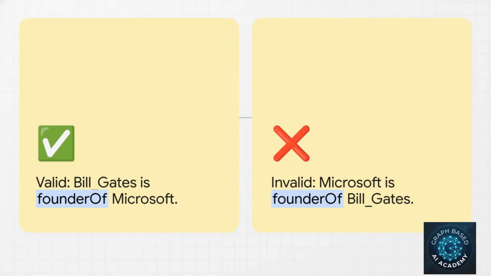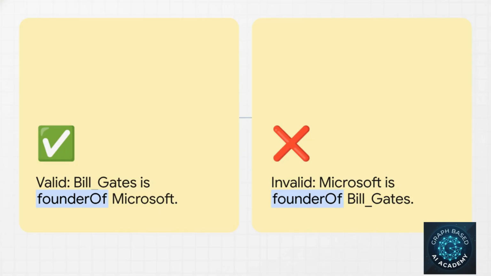Now for part three, enforcing meaning with schemas. This brilliantly illustrates what semantic structure actually buys you. Without a schema or an ontology in place, literally nothing stops a computer from accepting an invalid statement, like Microsoft, founder of Bill Gates. In a standard graph database, the machine just sees two nodes connected by a line, shrugs and stores it. But an ontology acts as a strict blueprint of constraints.